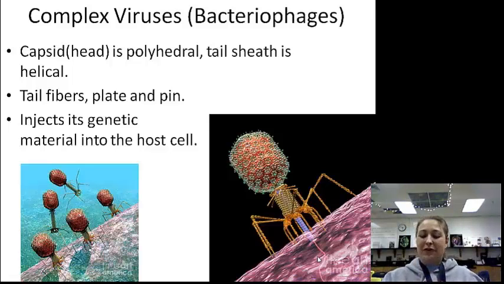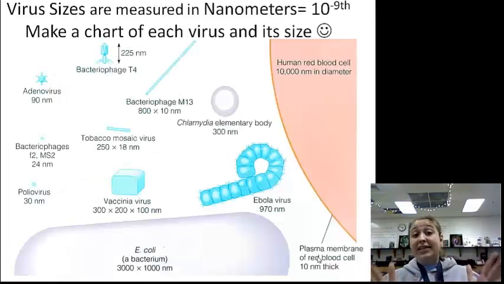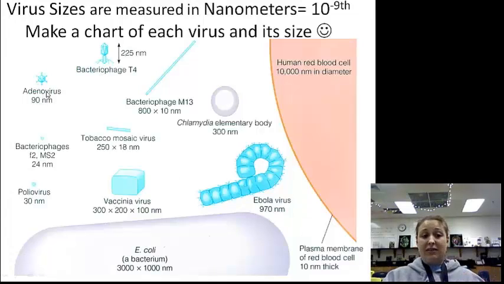We'll talk about that more later. So, sizes. They're measured in nanometers, 10 to the negative 9th. Please make a chart of each of these telling me their name and sizes. So, example. C4 bacteriophage, 225 nanometers. Adenovirus, 90 nanometers. You get the idea.